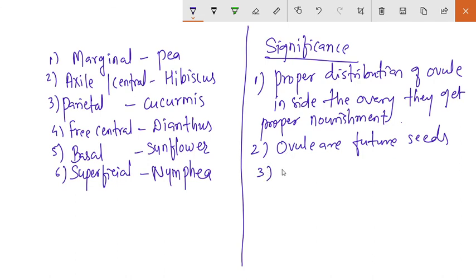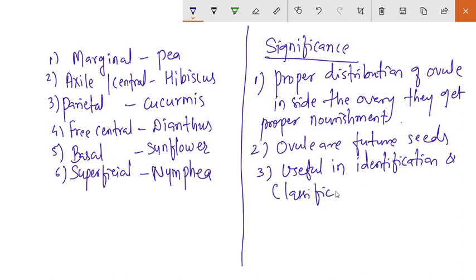So it is useful in identification and the classification of flower. म्हणजे एखादं प्लांट ओळखायचं असेल, त्याचं क्लासिफिकेशन करायचं असेल, तर इट इज इम्पॉर्टंट. Okay, so it has importance in taxonomy.